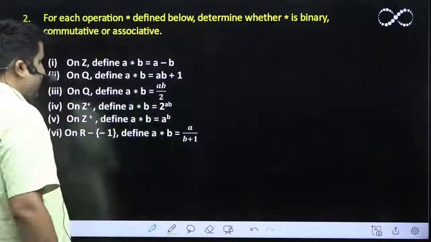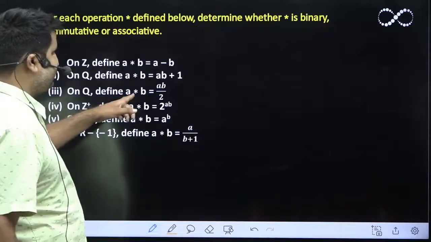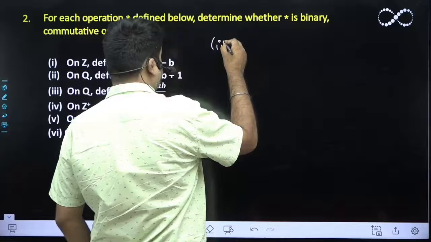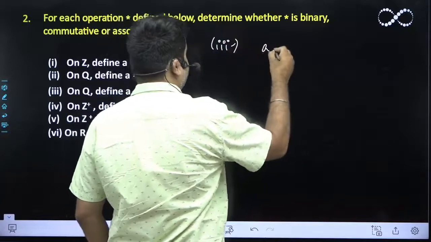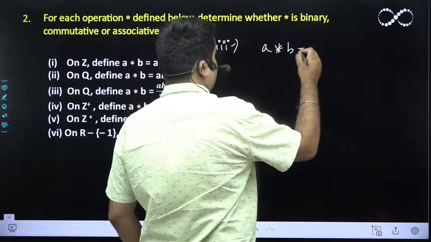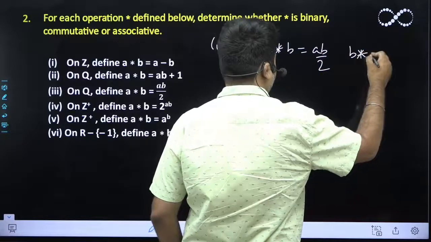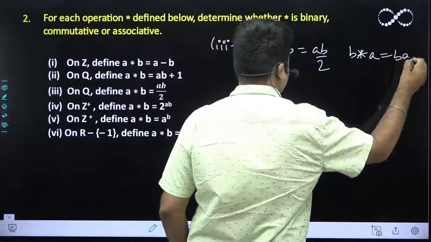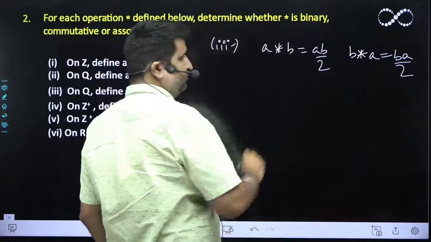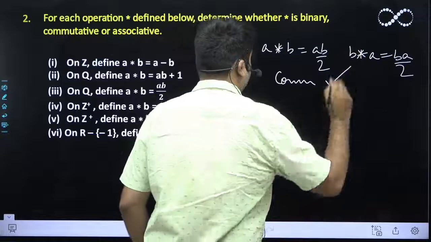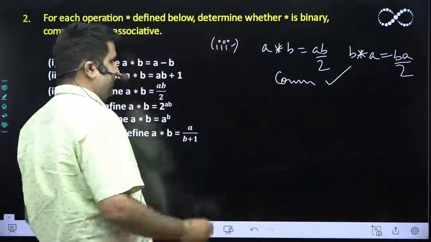Moving on to the next part. A star B is AB by 2. So let's see this one. What is A star B? AB by 2. What is B star A? BA by 2. Is there any difference? No. It's actually the same thing. So the commutative property will be satisfied.